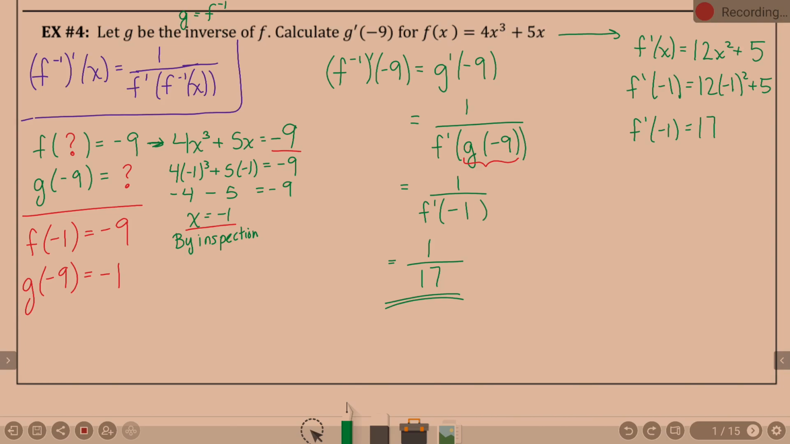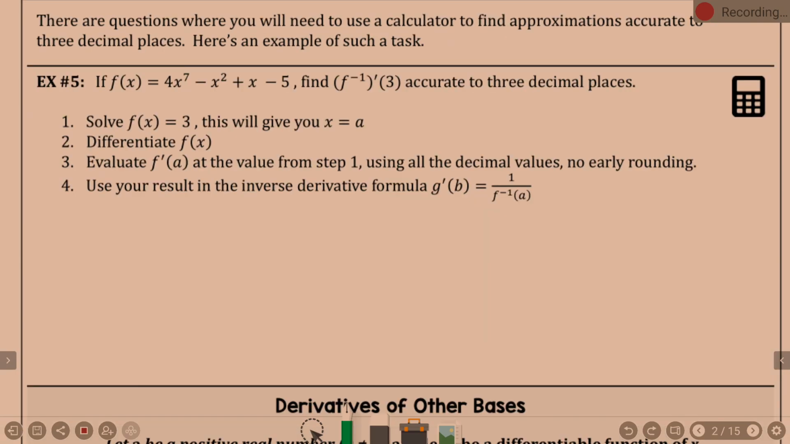Okay, example 5. Okay, notice the fun little calculator symbol, right? Now I'm not saying you get to use a calculator on this test yet. That would be next week, so I probably need to start thinking about next week's test.